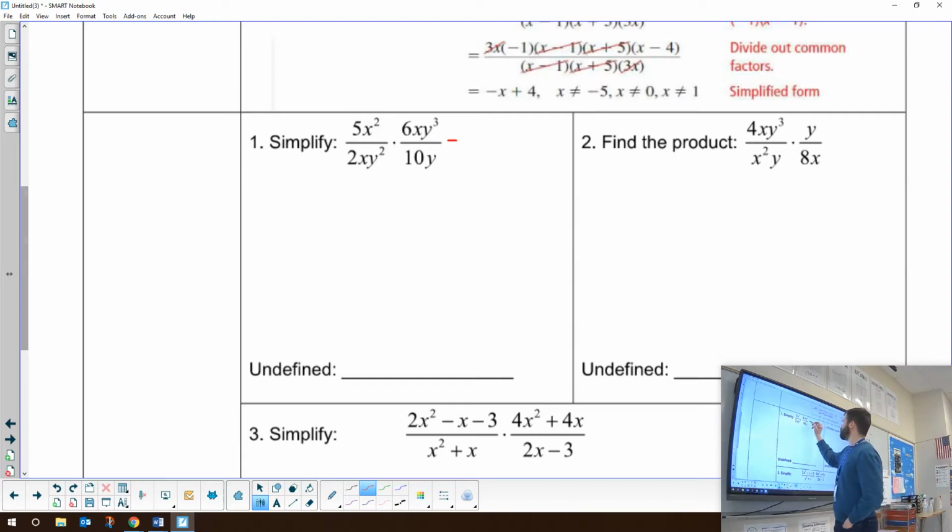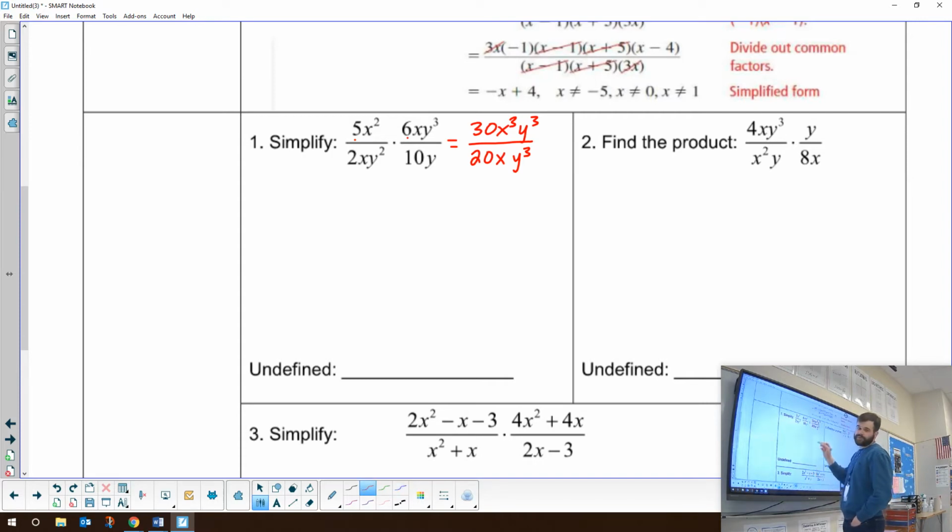We're going to multiply the top. 5 times 6 is 30. X squared times x is x cubed. And then we just have that y cubed left over. Then we're going to multiply the bottom. 2 times 10 is 20. X times, well, there's no x over here, so it's just going to stay x. Y squared times y is y cubed. Then we're going to start canceling out and simplifying, okay?